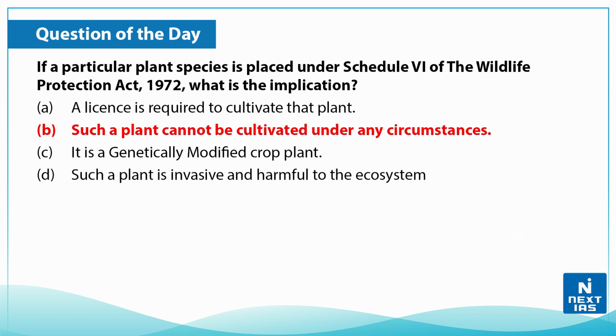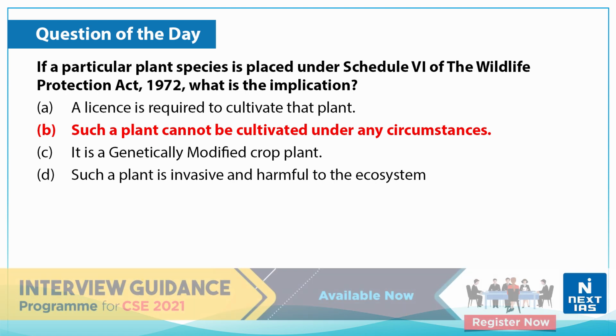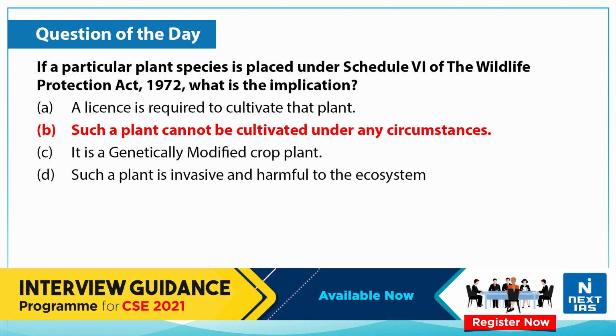So the correct answer is option number B, as the 6th schedule of Wildlife Protection Act of 1972 contains plants that are forbidden from cultivation. So such a plant cannot be cultivated under any circumstances. Therefore, we have B as correct option.